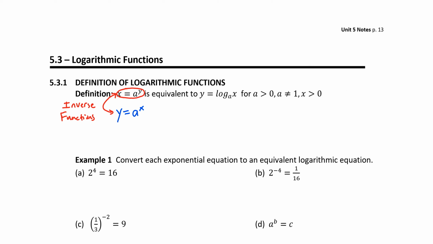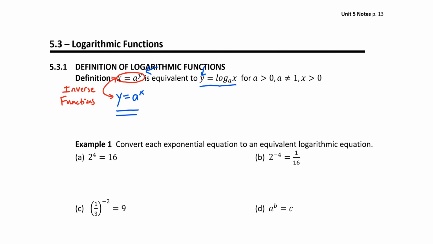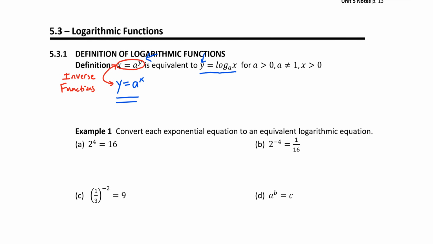So, x equals a to the y is equivalent to y equals log base a of x. So you can think of that logarithm as simply a rearrangement of this exponential function, which represents the inverse of our basic exponential function. Notice y is isolated, and it's equal to an operation applied to x. So let's look at the anatomy of this logarithmic expression.